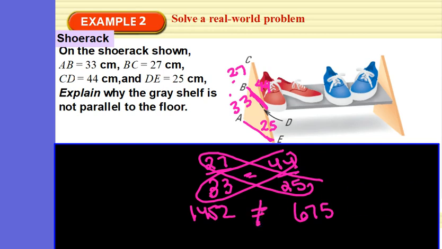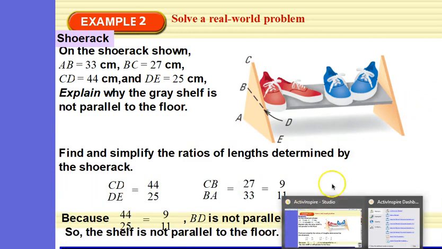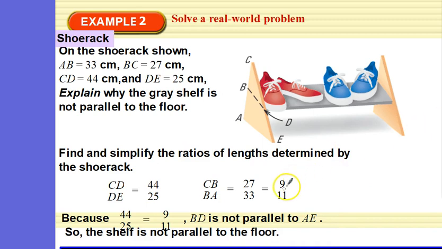So that's another way. And like I said, the other way was literally turning them into decimals and comparing that way as well. So this is not going to work. You get 9/11ths versus 44 over 25. They are not equal. Therefore, these are not proportional. Therefore, this is not parallel. Not parallel. It's not happening.